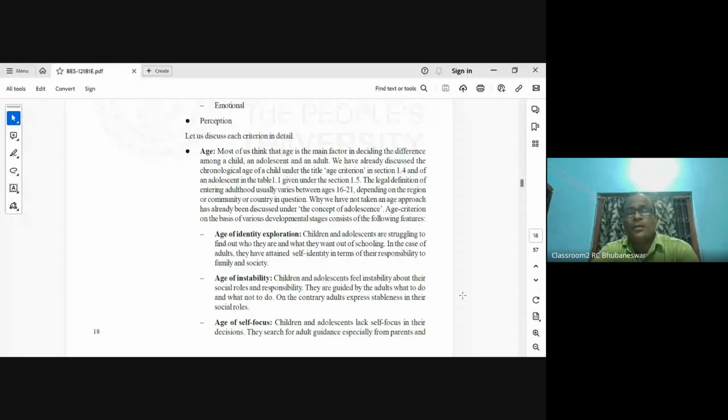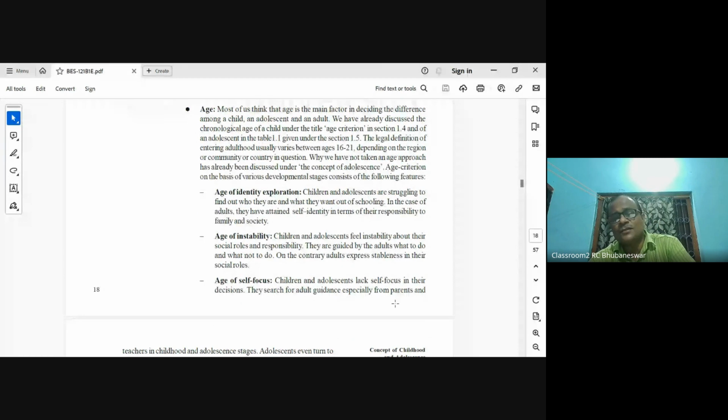Adults express stableness in their social roles. But even in society we notice a number of adults are also not responsible, not ready to take the role and responsibility as usual. Therefore, it is known as age of instability. So one is age of identity exploration, another is age of instability, and the third one is age of self-focus.